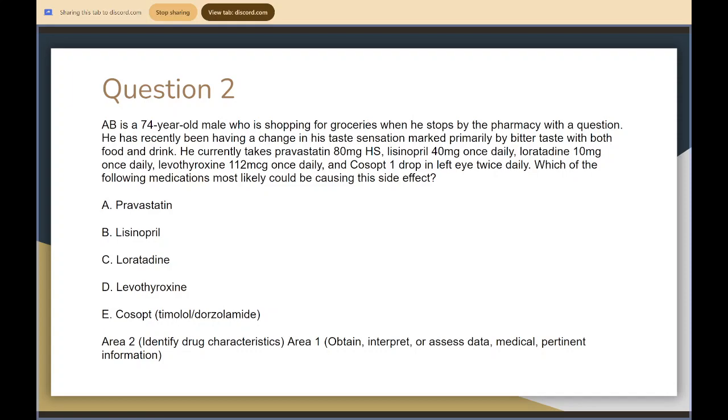He currently takes pravastatin 80 milligrams at night, lisinopril 40 milligrams once daily, loratadine 10 milligrams once daily, and levothyroxine, excuse me, 112 micrograms once daily. And last but not least, Cosopt, 1 drop in left eye twice daily. Cosopt is going to be timolol or dorzolamide. Which of the following medications most likely could be causing this side effect? Go ahead and take a look.